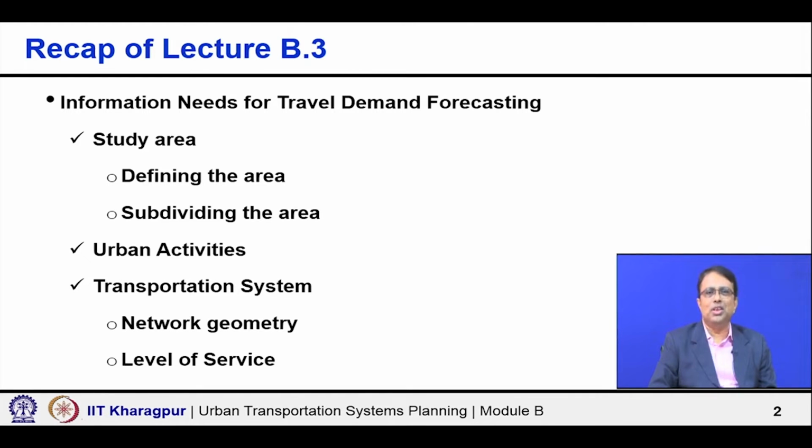We talked about the network geometry, what is connected to what point, and then what kind of level of service, or how comfortably they are connected, or what is the travel time or the travel cost related to that. So, that is the level of service: what gets connected to what, and how good or bad they are connected. Okay. So, all these are important.